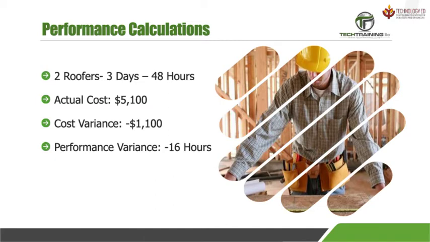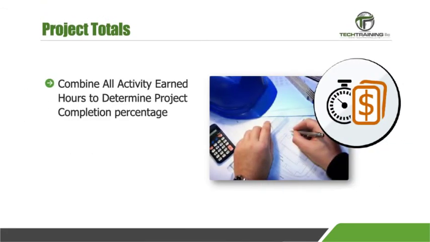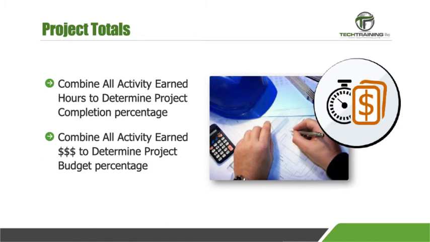Now, this is just a single task example. Let us take a look at how we can apply this to the entire project. If we were to simply combine all the activities' earned hours, we would be able to determine the project completion percentage. Also, if we combine all activities' earned dollars, we would be able to determine the project budget percentage.